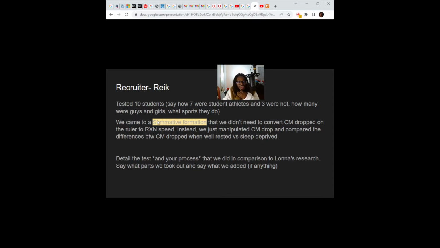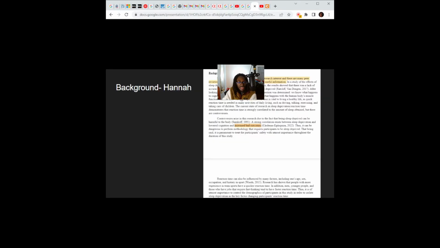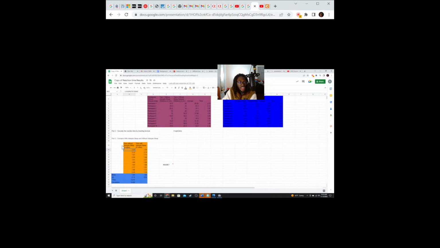Now, this is something that I do want you to say. I want you to use this word, summative formation. So what I have written down here is that we came to a summative formation that we didn't need to convert centimeters dropped to the actual reaction speed, essentially. Just like I told y'all a second ago. Actually, I have it right here. I'm sorry. The main point of our test is to talk about how reaction time is affected by sleep deprivation.